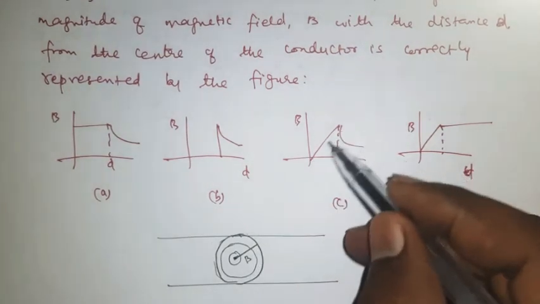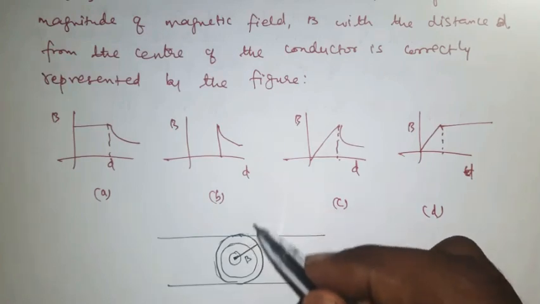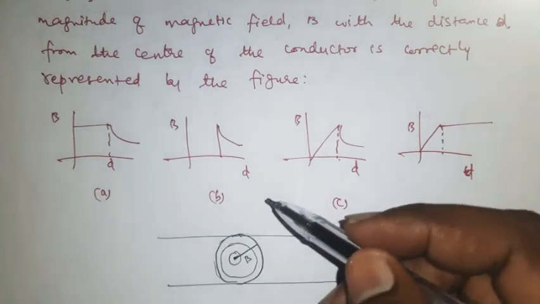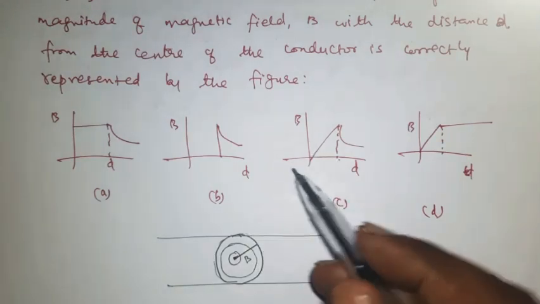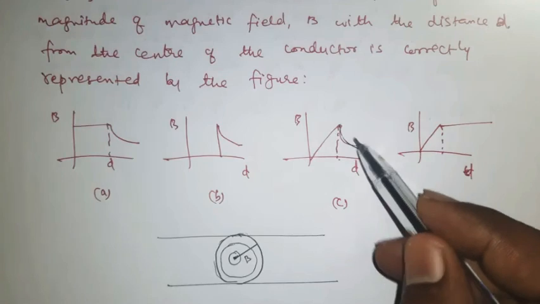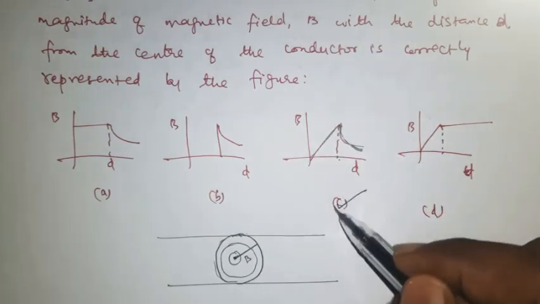So up to this is correct. Next, if we go away from the cylinder, the magnetic field gradually decreases. So according to this concept, option C is the right answer.